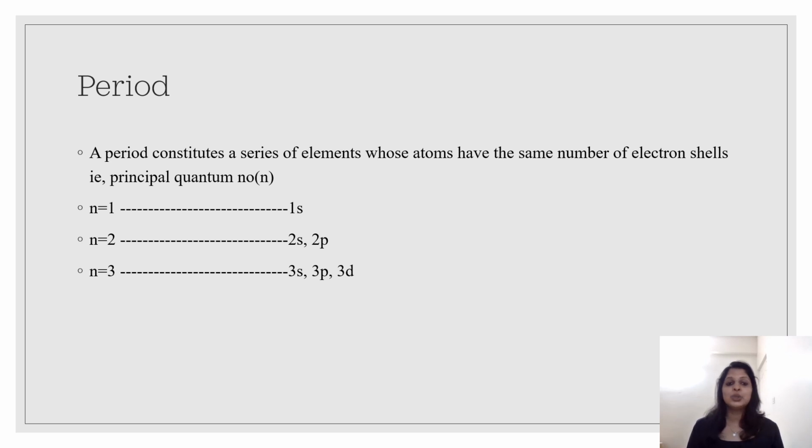A period constitutes a series of elements whose atoms have the same number of electron shells. That is, the principal quantum number n should be the same for elements in the same period. So in the same period, if n is equal to 1, it has 1s. If n is equal to 2, it has 2s and 2p. These all come in the same period. n equal to 3 is 3s, 3p and 3d. This also comes in the same period.